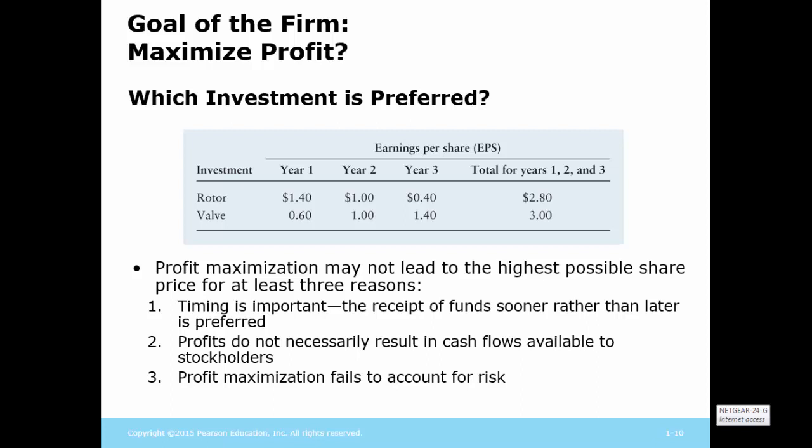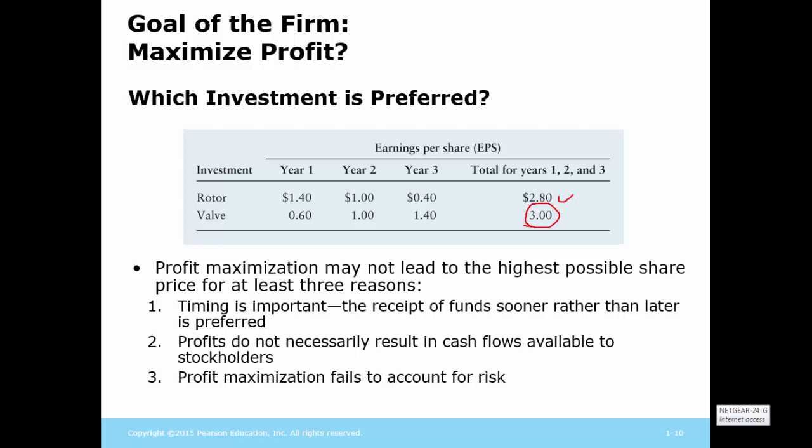So let's look at this maximizing profit idea. Here's an investment in a rotor, right? And we're going to make $1.40, $1, and then 40 cents. So for 3 years, the total for this rotor is $2.80. Now we also could do this valve. So over the next 3 years, the valve could bring us 60 cents, $1, and $1.40. So it actually creates more profit.